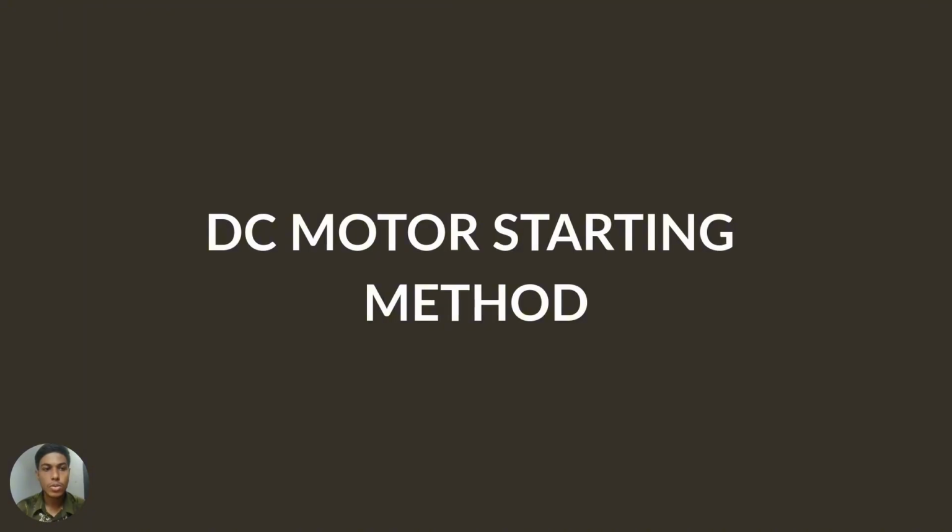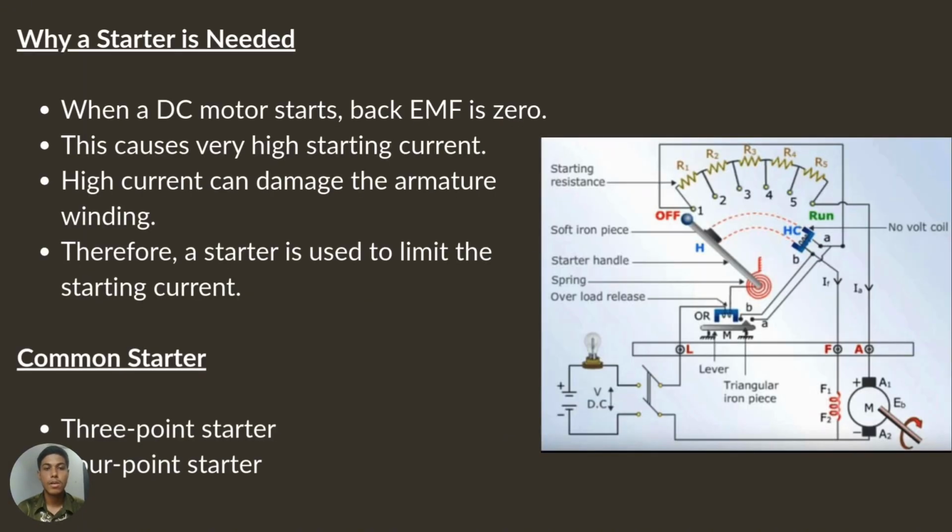Hi, for today I'm about to explain DC motor starting method. First, I will explain the starting method of a DC motor. When a DC motor starts, the back electromotive force or back EMF is 0. This causes very high starting current, and also high current can damage the armature winding. Therefore, a starter is used to limit the starting current. Common starter that are used is 3-point starter and also 4-point starter.